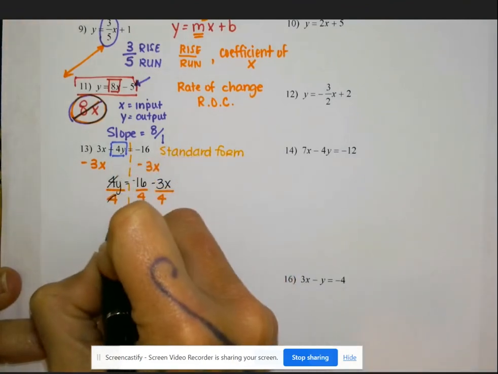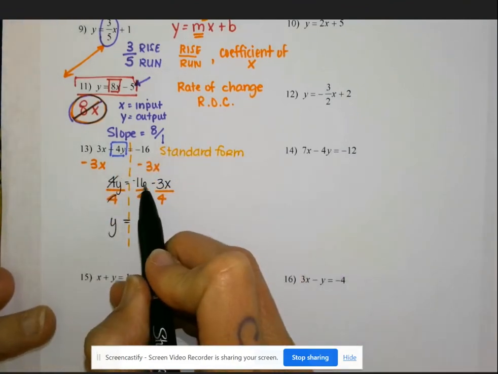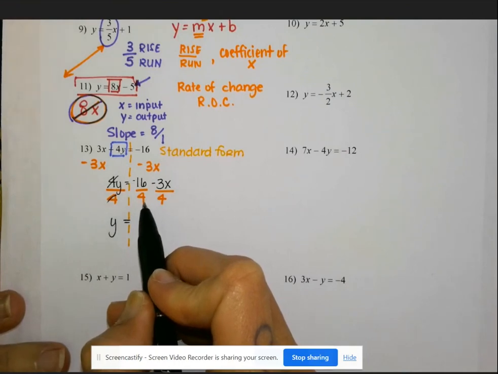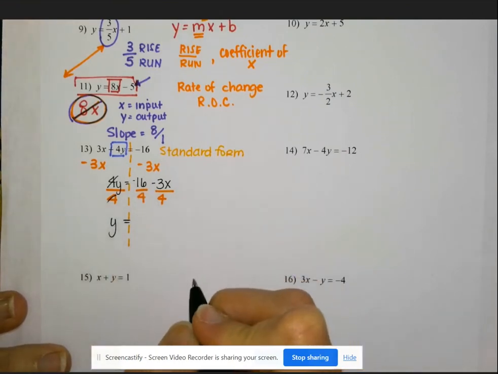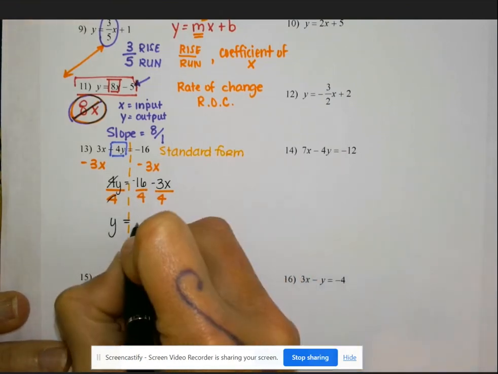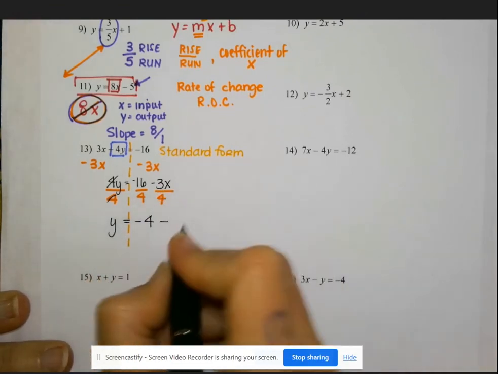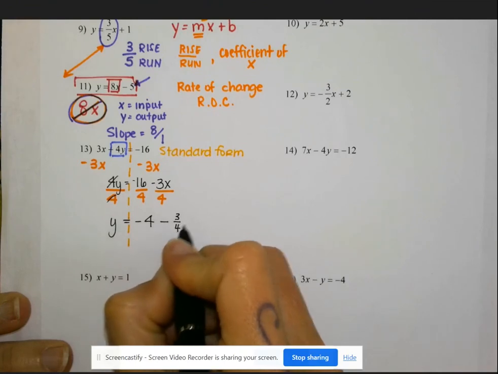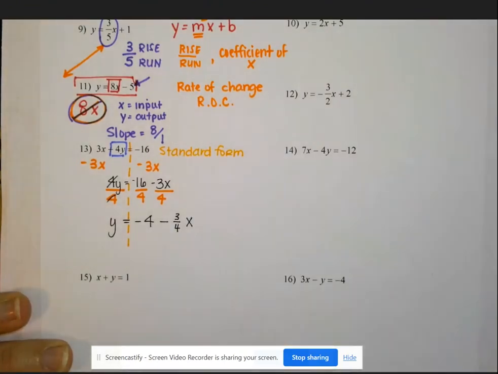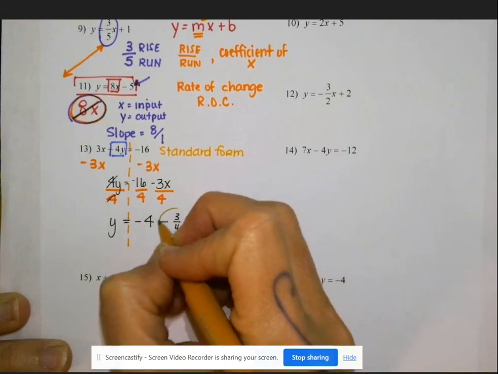Now y is by itself. Negative 16 is divisible by 4. How many times is 4 going into 16? Yep. So we're going to get negative 4 and then minus 3 over 4 x. What's my slope? Right, negative 3 over 4. It's this whole thing right here.